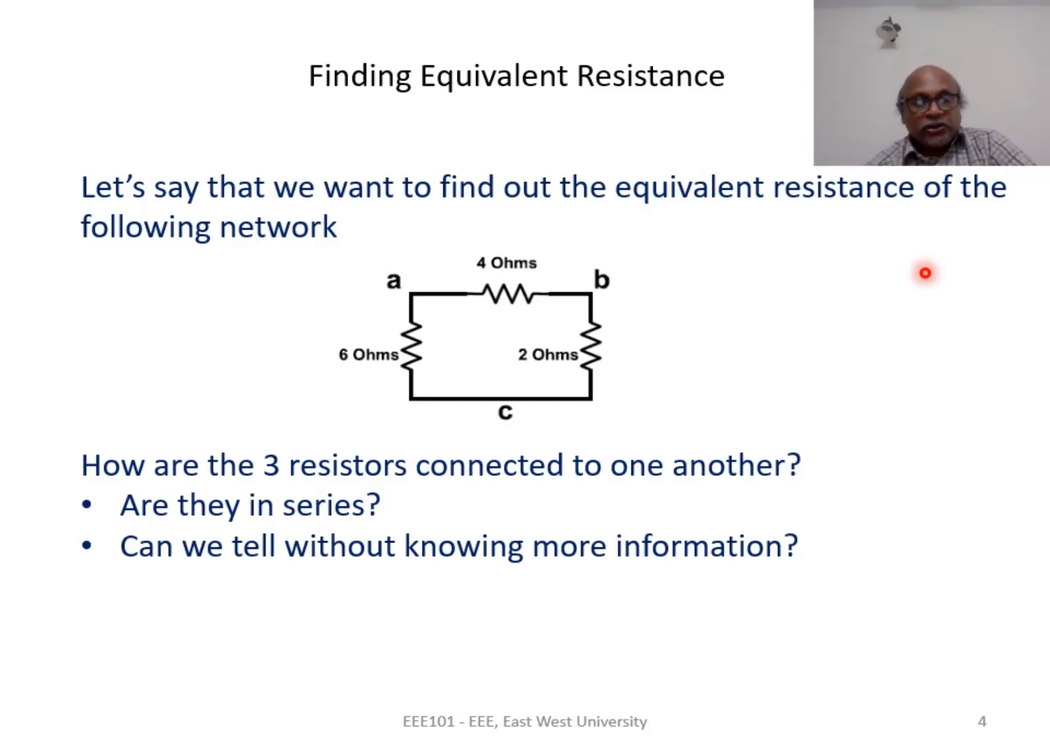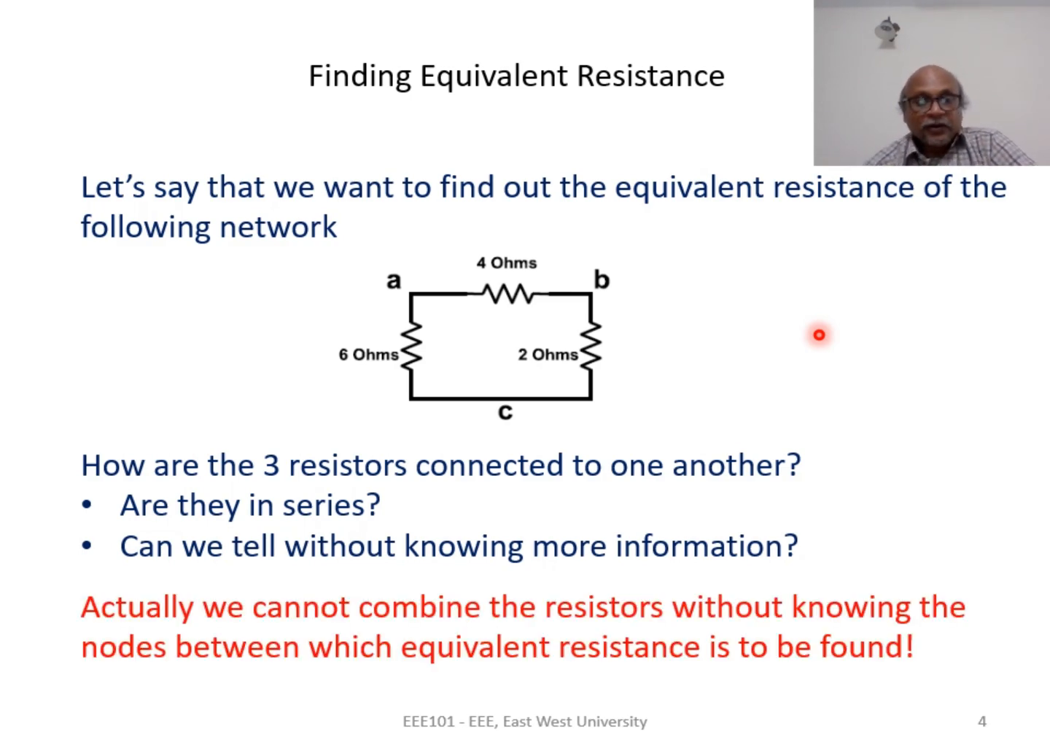So, which information is missing here? We have not specified the two nodes between which we want the equivalent resistance. Without knowing the two nodes between which we want to find the equivalent resistance, we cannot tell how these resistances are connected. These two nodes are typically called the observation nodes. So this is the message: we cannot combine the resistors without knowing the nodes between which we want to find the equivalent resistance.